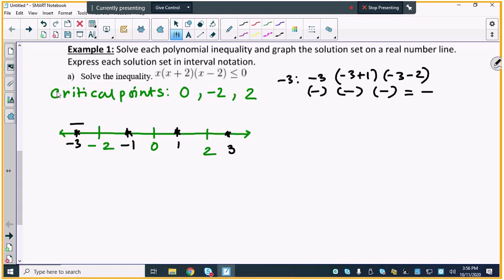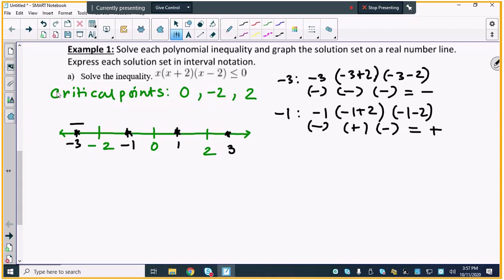Then my testing point is -1, so I get -1 times -1 plus 2. So it should have been a 2 here. Let me change it real quick. It doesn't change the sign, but it should be a -2. So -1 plus 2 and then -1 minus 2. So now see what I have? Negative, positive, negative. So that is essentially positive.